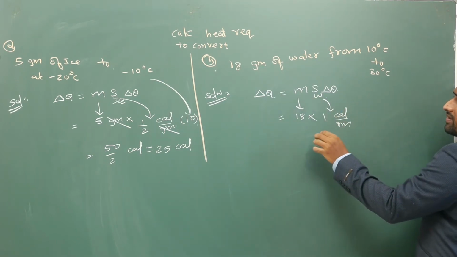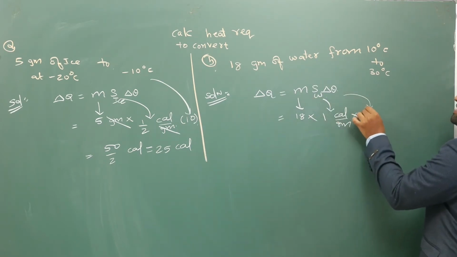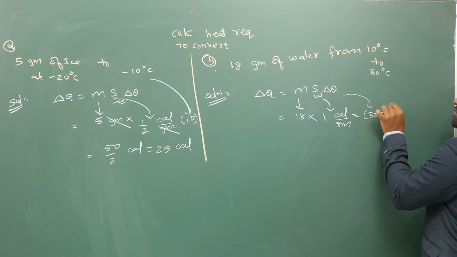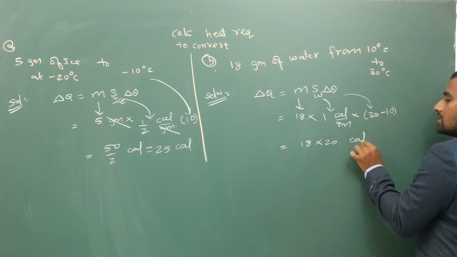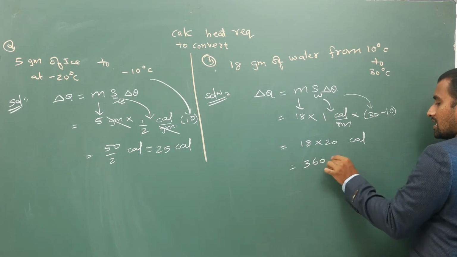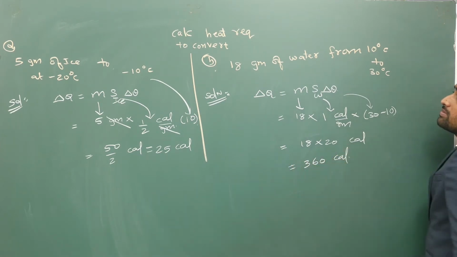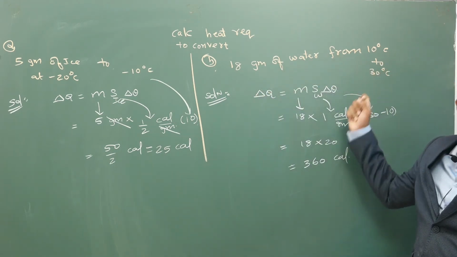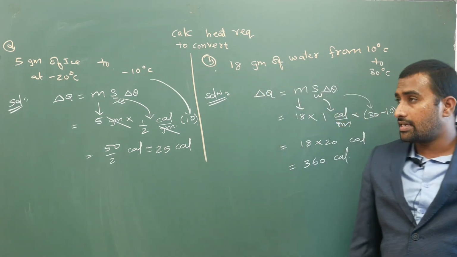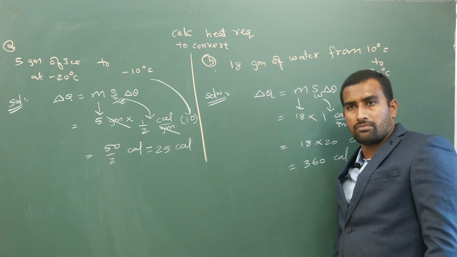Mass is given in grams, and the temperature difference is 30 minus 10, which is equal to 20. So you are going to get 18 into 20 calories, which is 360 calories. That means you require approximately 360 calories to convert 18 grams of water from 10 degrees centigrade to 30 degrees centigrade. So this is your basic idea.